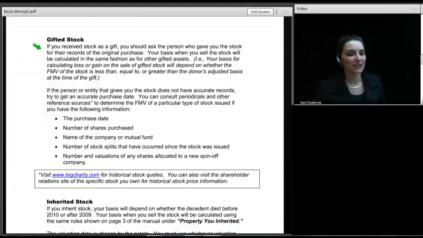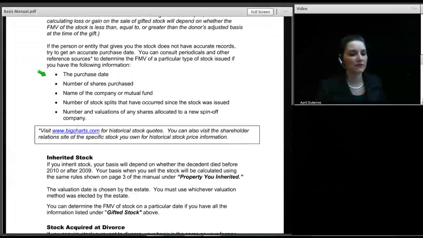So your basis for calculating loss or gain on the sale of gifted stock will depend on whether the fair market value of the stock is less than, equal to, or greater than the donor's adjusted basis at the time of the gift, all those same rules that we looked at the very start of class. If the person or entity that gave you the stock does not have accurate records, try to get an accurate purchase date. You can consult periodicals and other reference sources to determine the fair market value of a particular type of stock issued if you have the following information.